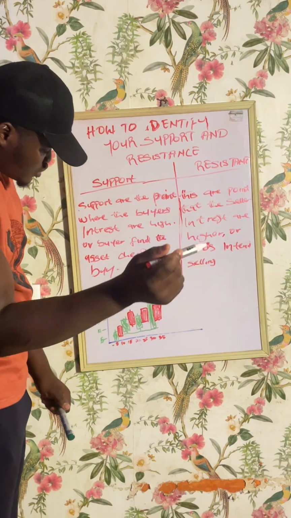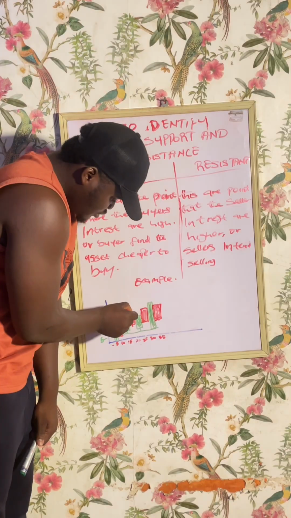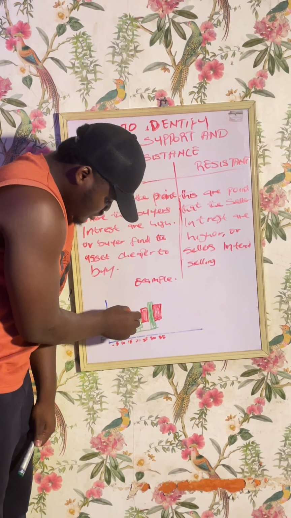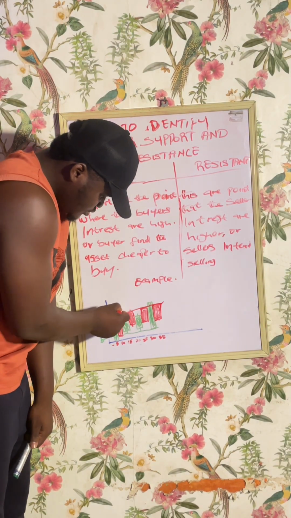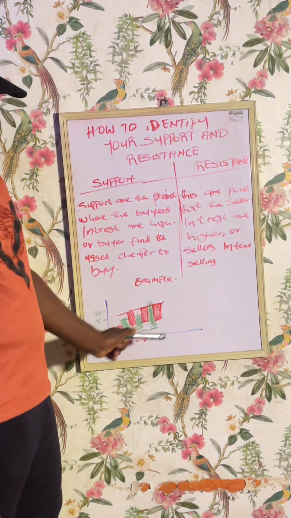Now, this is how to draw your resistance. You see, it was this sell that brought the market down. This one pushed it up a little, then it brought it down. So that's your resistance. That's how to draw your support and resistance.